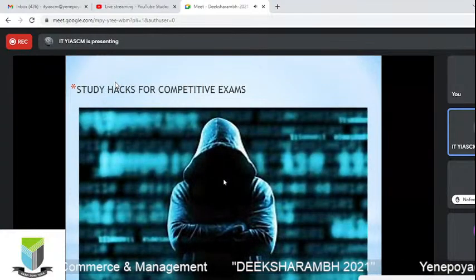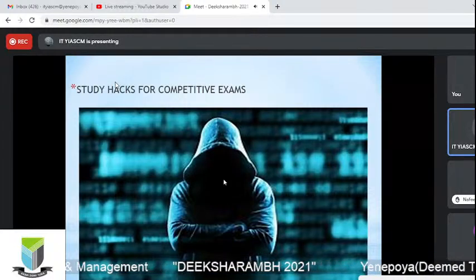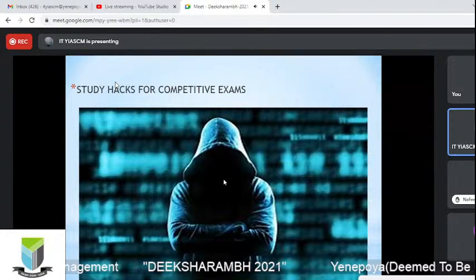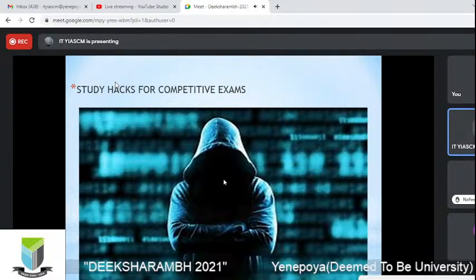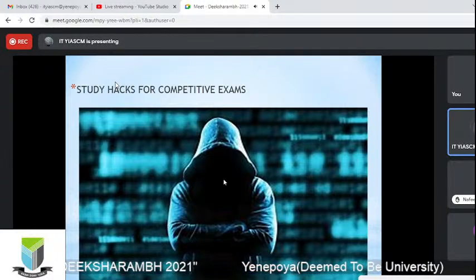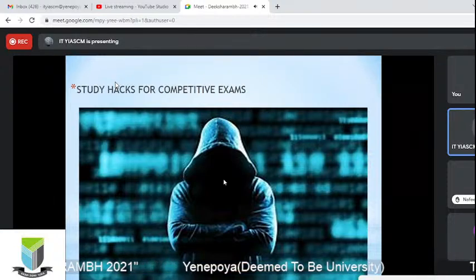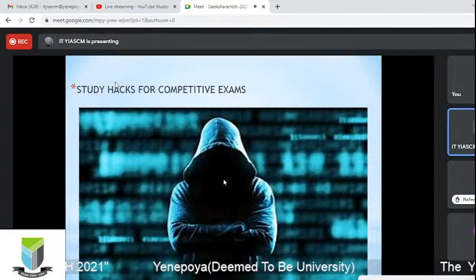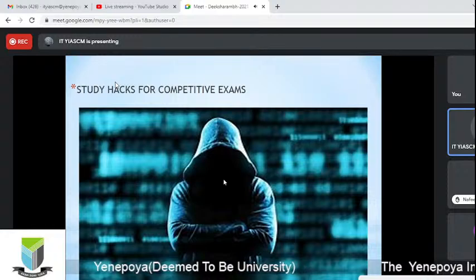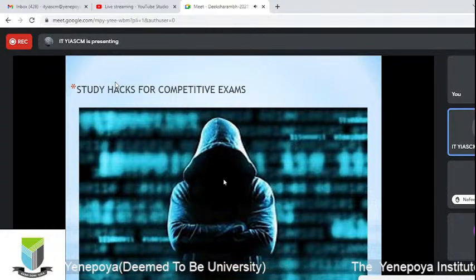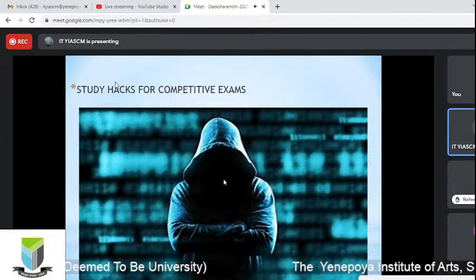And next, study hacks for competitive exams. That is how you have to study for the competitive exam. You have many exams beyond your college exams, isn't it? You might wonder how you can read for a competitive exam, because you are studying right now, and you have to read for college subjects also. There also you have a syllabus and all. So with that, how can you read for the competitive exams?